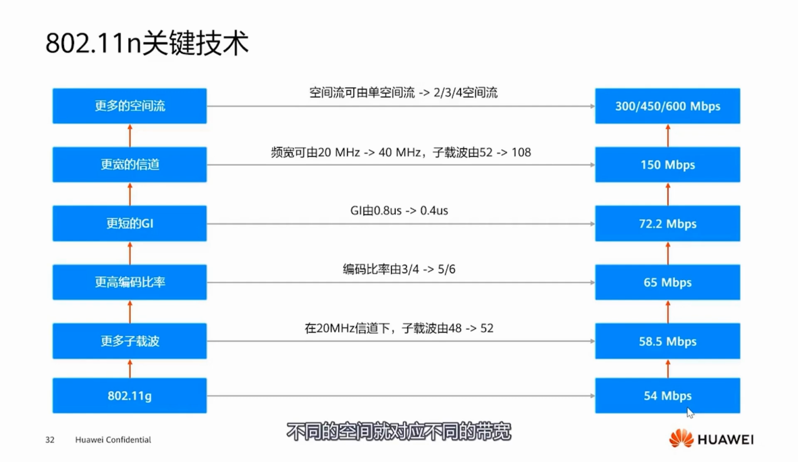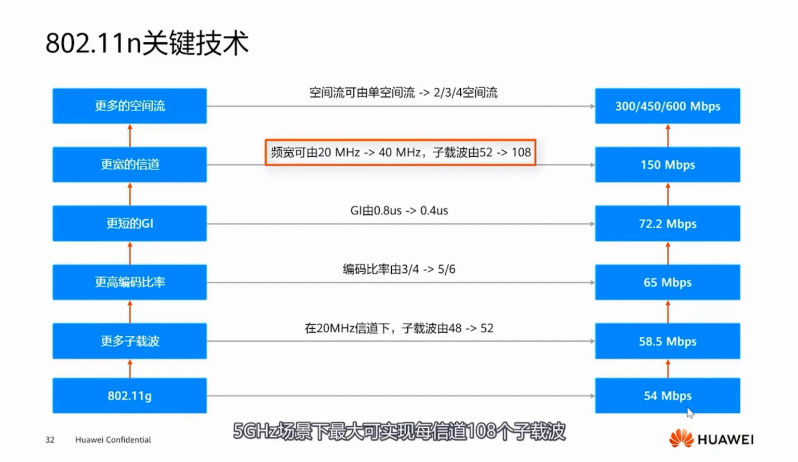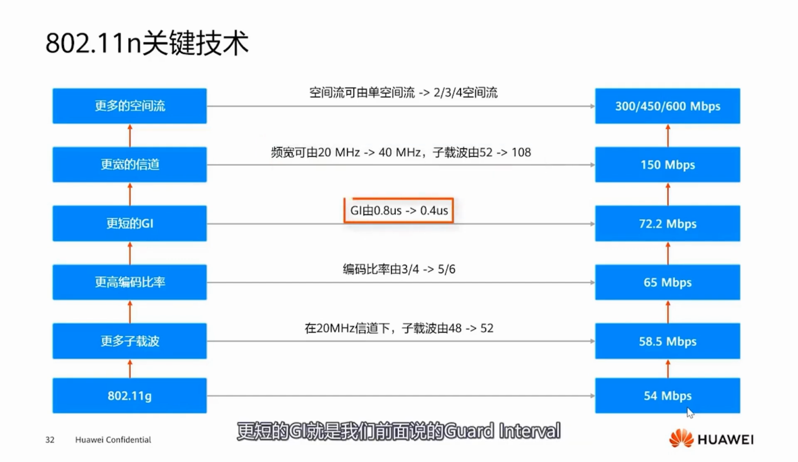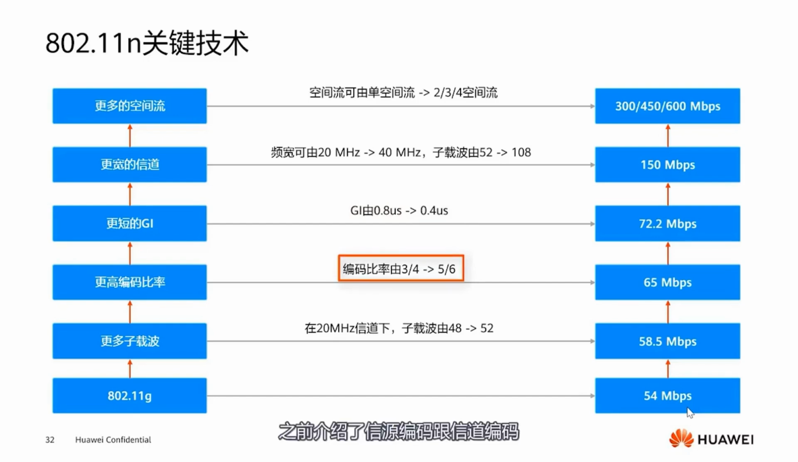First, more spatial streams. 802.11n can handle up to 4 spatial streams, each corresponding to different bandwidths. Then, wider channels supporting channel bonding technology with up to 108 subcarriers per channel in the 5 GHz scenario. Shorter GI, as previously mentioned, has been reduced from 0.8 microseconds to 0.4 microseconds. Next, higher coding rates, which is about efficiency as previously introduced, involving source coding and channel coding, the latter adding messages to ensure data transmission.